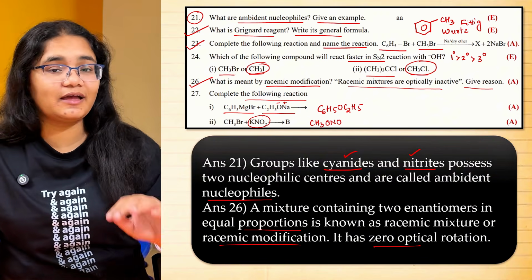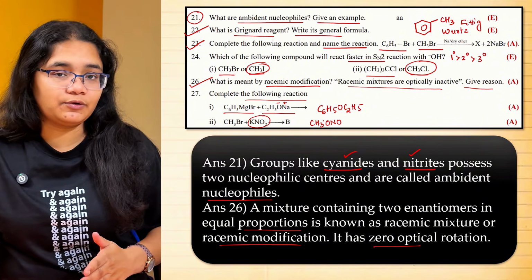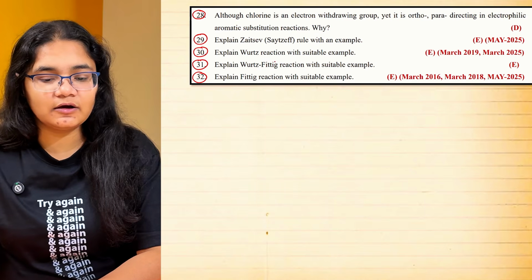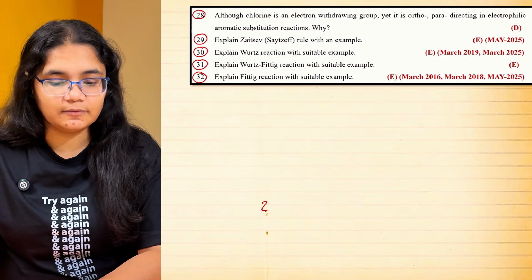Okay, remember, if you have AgNO2, directly NO2 will be attached. If you have KNO2, then ONO will be attached. Next, we'll see this question is important. Question number 28. One second.